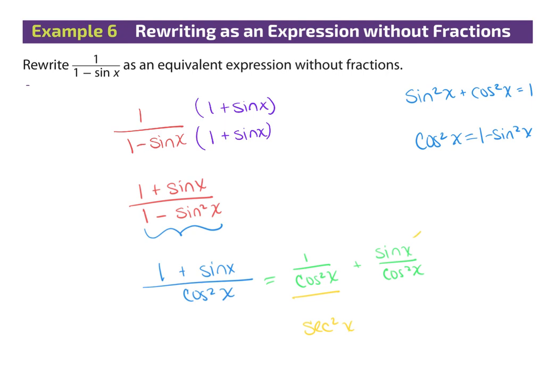What about the second one? Well, I could say sine over cosine times 1 over cosine, can't I? Is that sine over cosine squared? What's sine over cosine? Tangent of x. What's 1 over cosine? It's secant of x. So I rewrote this as an expression with no fractions.